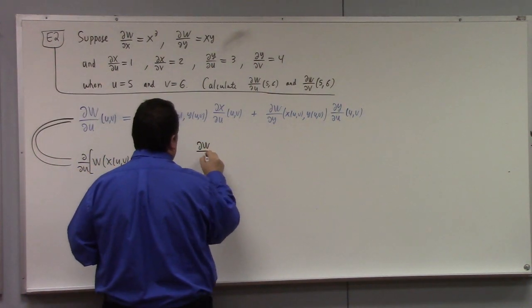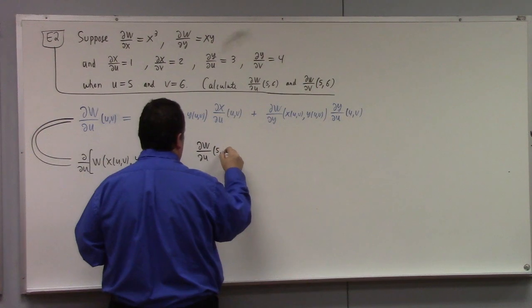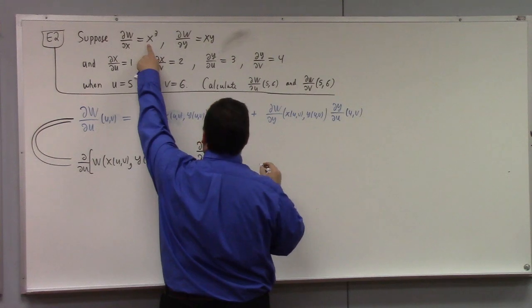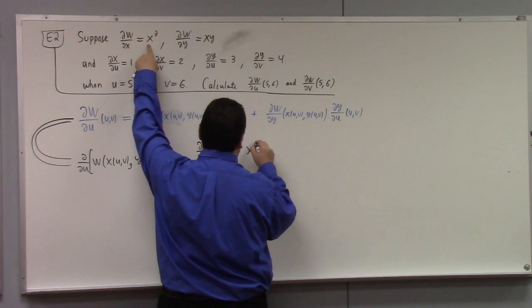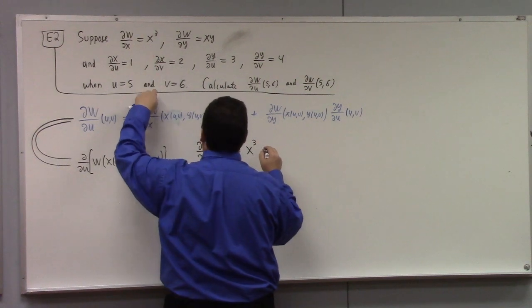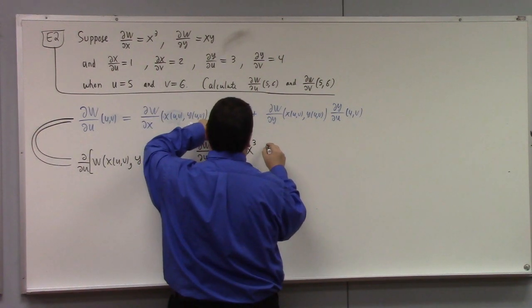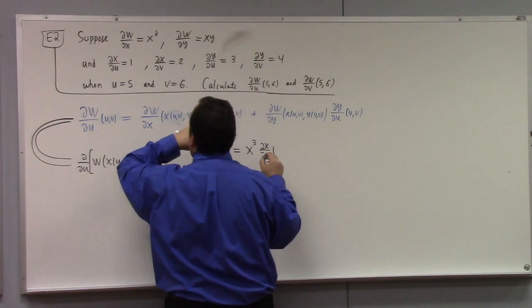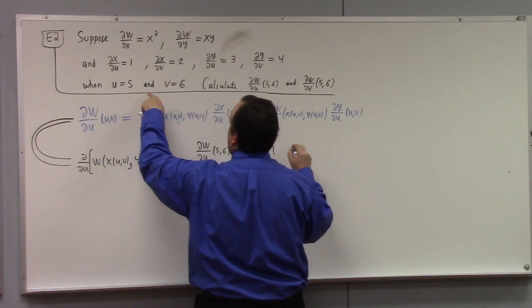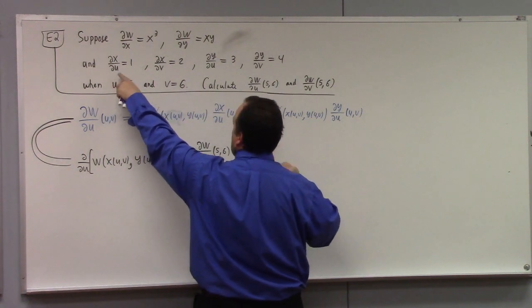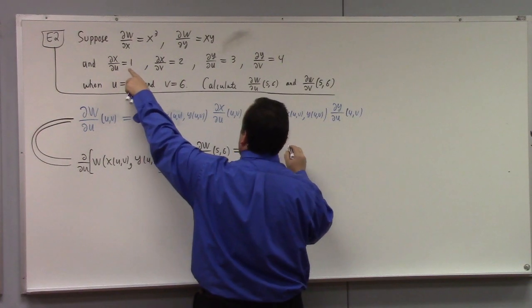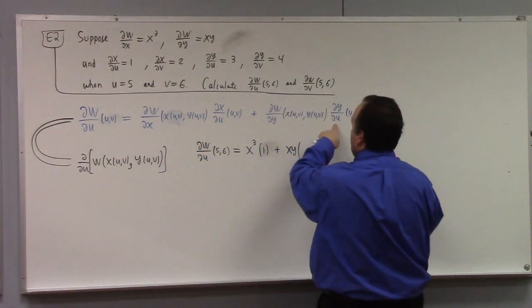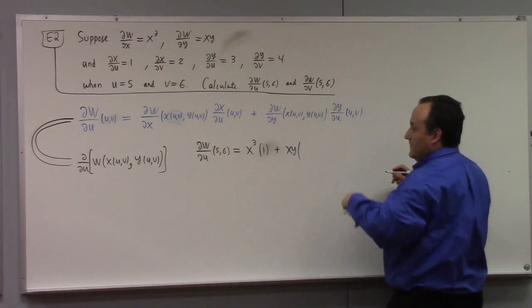What is partial w, partial u of 5, 6 equal to? Well, supposedly, it's x cubed times partial w, partial x, partial u, right? At the point 5, 6, so what is partial x, partial u at 5, 6? I told you it was 1, right? And then partial w, partial y is xy. And then the partial derivative of y with respect to u was given to be 3, right?